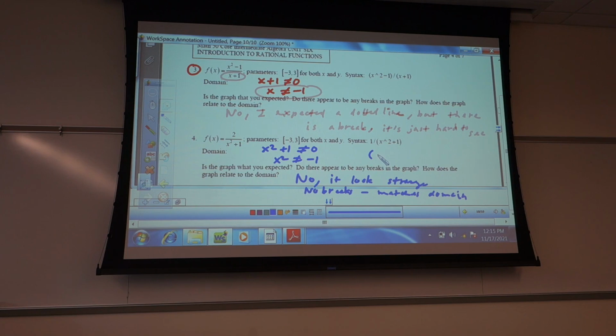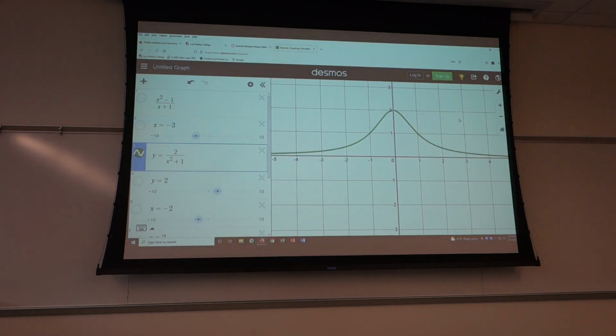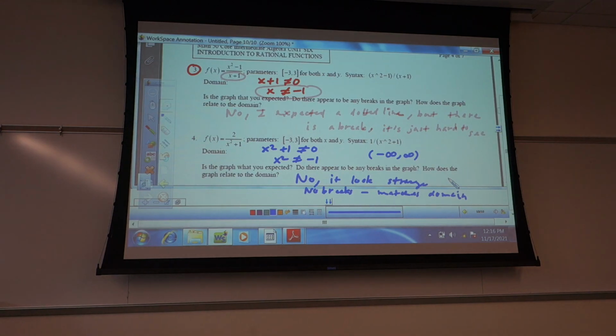What can x be? What's the furthest left x can go? Okay, so is it all numbers? Yeah, all numbers, negative infinity, positive infinity. There are no breaks. There's nothing x can't be. Good. All right.